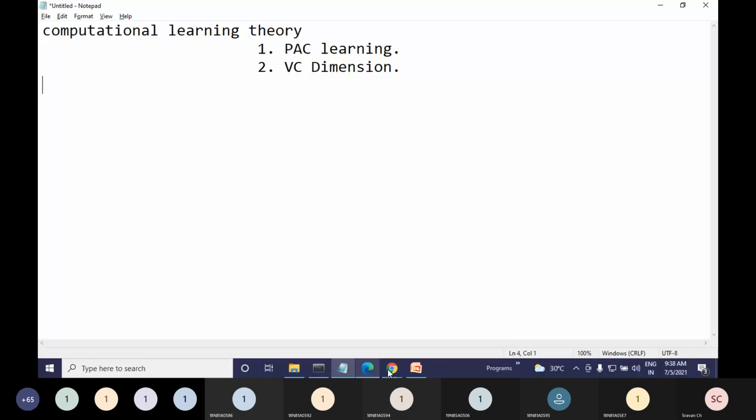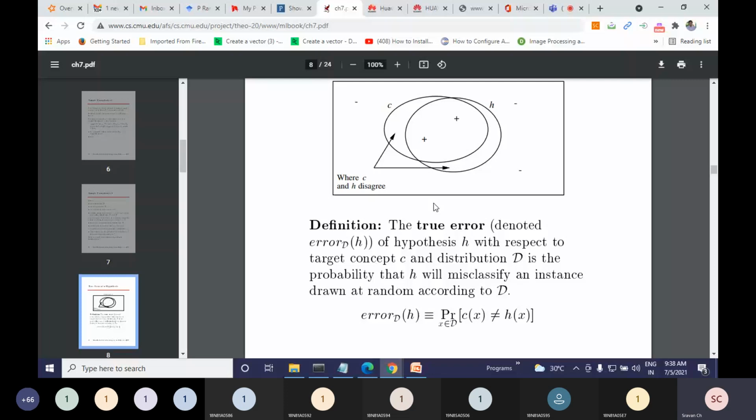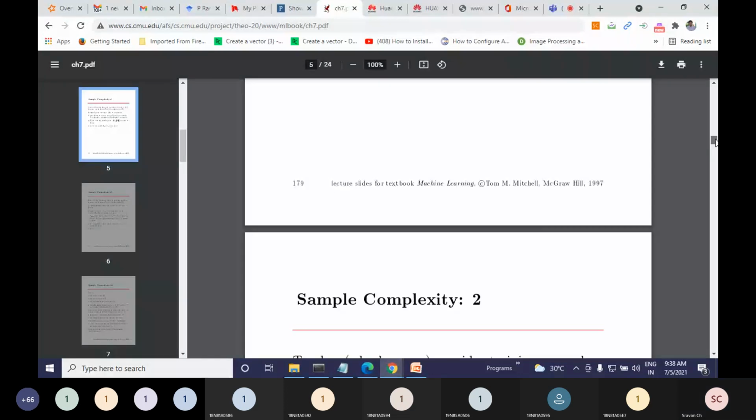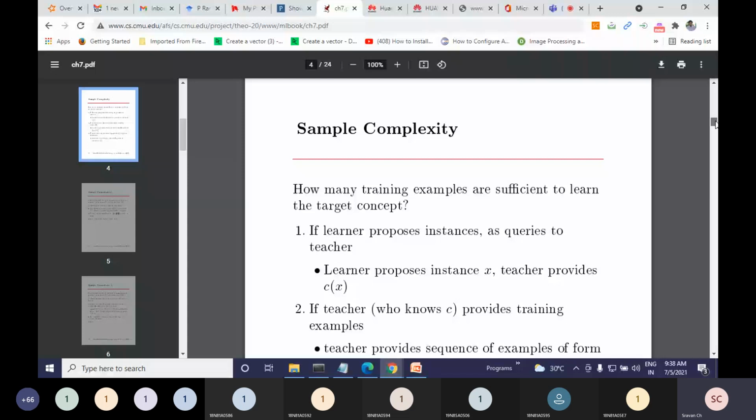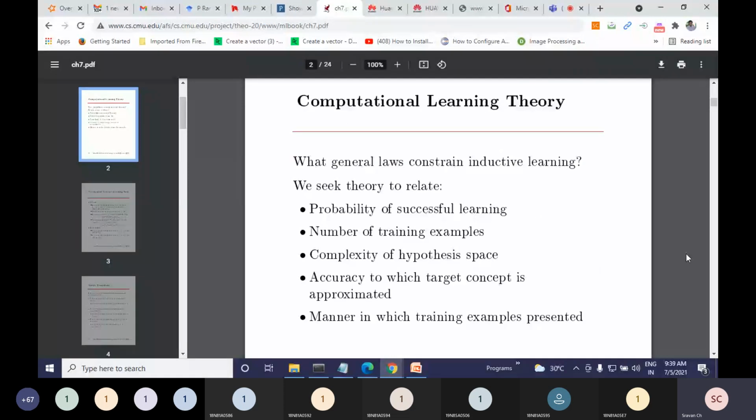So, coming to this one, right? Friends, please observe computational learning theory. This itself is a separate subject, my dear friends, right? And what is the use of computational learning theory in our machine learning course? That is the point, right? So what general laws constrain inductive learning?